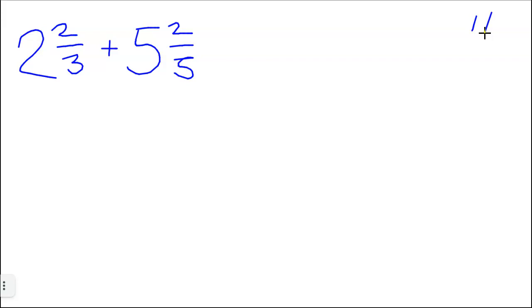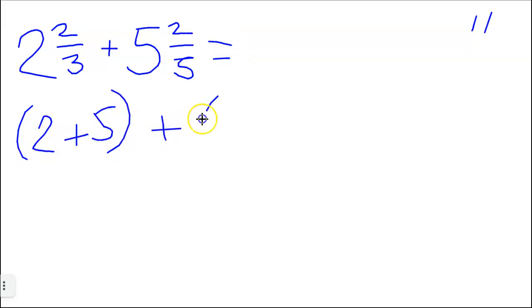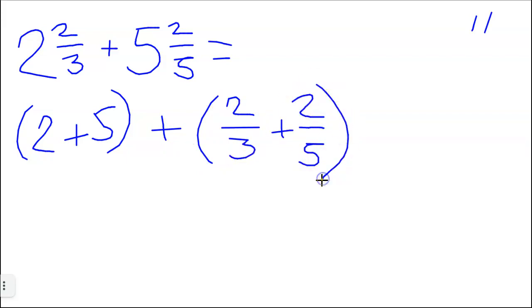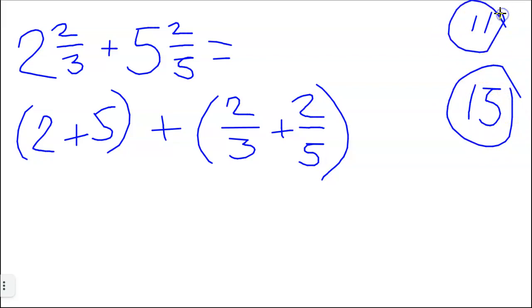All right, so what are you going to be adding first? So we know I'm going to go ahead and take care of my wholes. So you should have 2 plus 5 written on your paper. And then we'll have the 2/3 plus the 2/5. What is that common denominator going to be between 3 and 5? Well, it's going to be 15, right? So I'm going to be working with 15ths. All right, now that we're at a good place, go ahead and pause, work out the rest of the problem, and then we'll come back and debrief it.